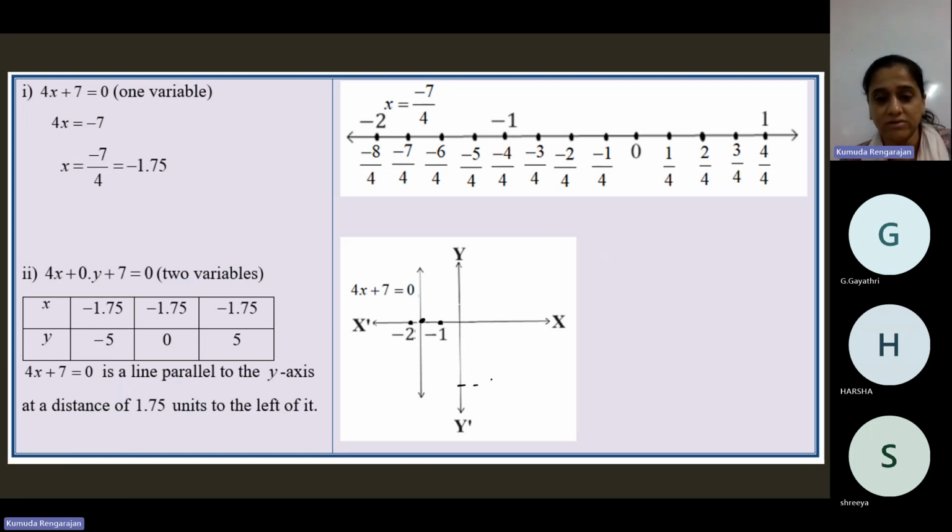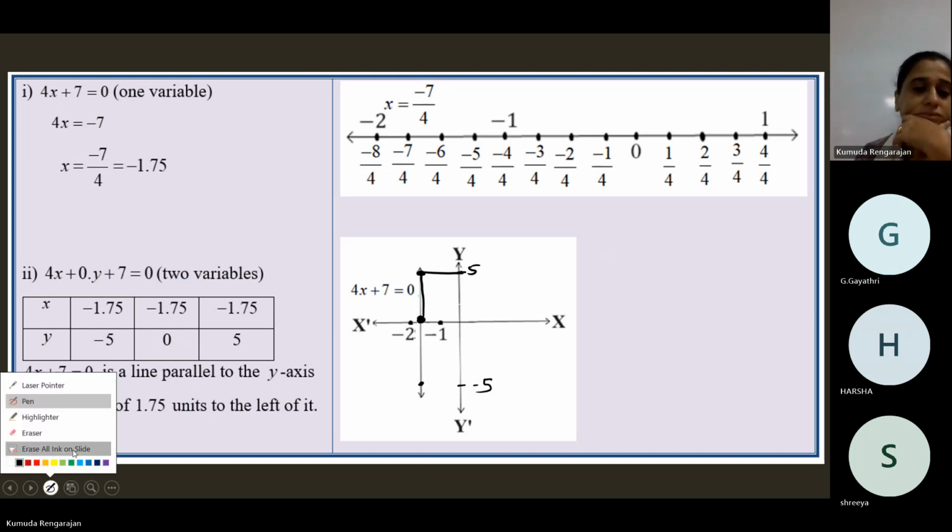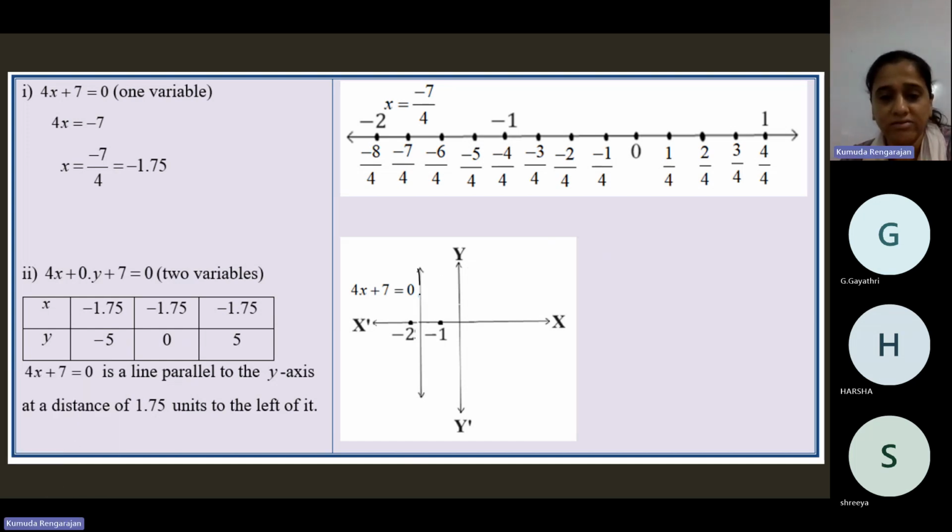So minus 5 is here somewhere. Then minus 1.75 and 0, this one. Minus 1.75 and 5. This is minus 1.75, this is 5. This is the point. So when you join the points, you get this line.